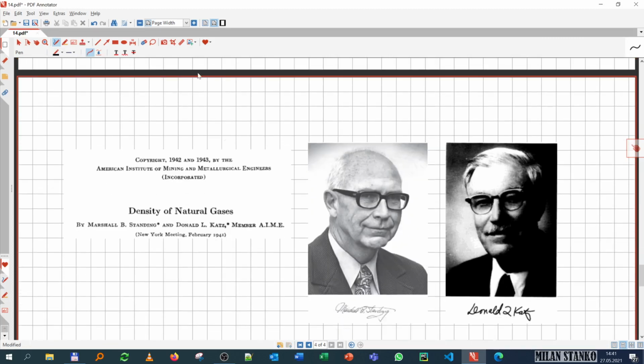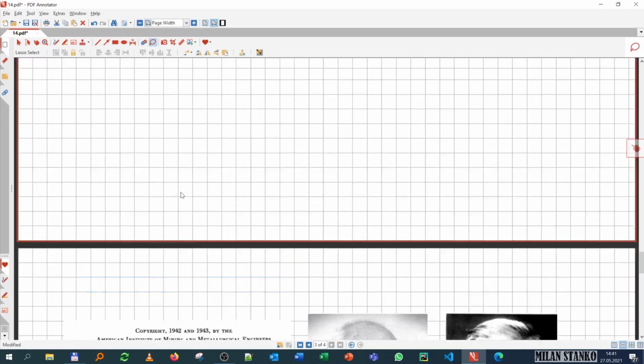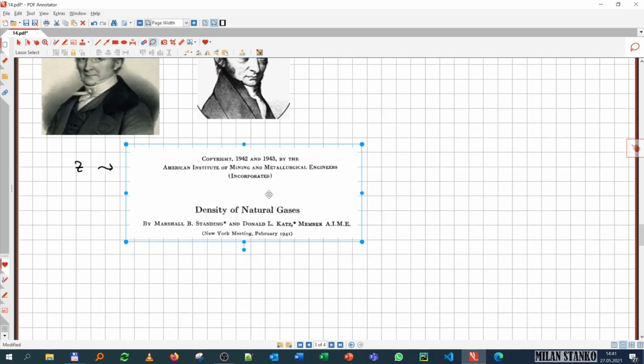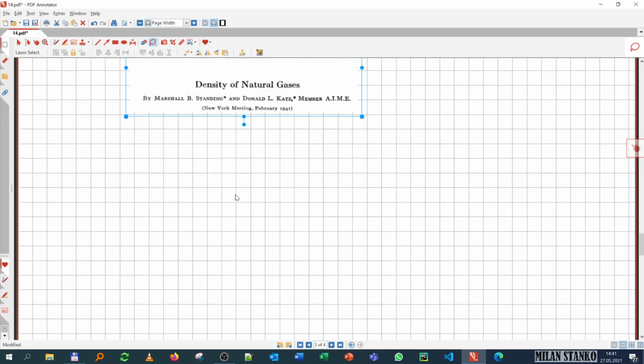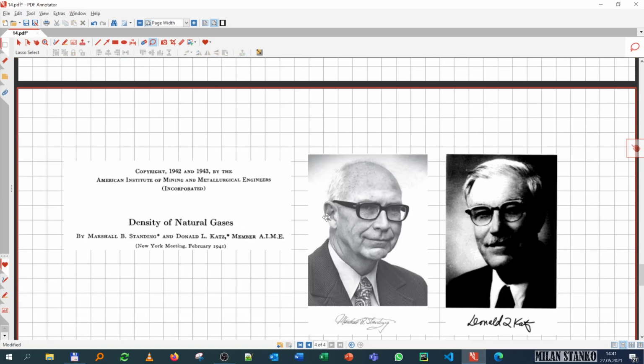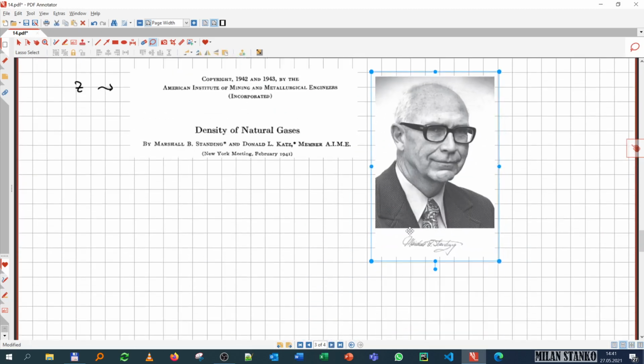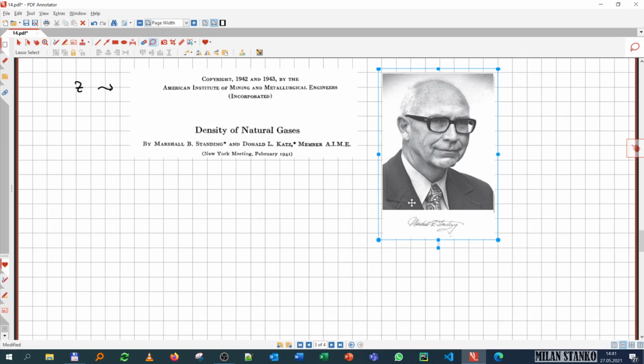Okay, and this was published initially, or the way we use it currently in the industry. This came originally from a paper from these two guys. Okay, this was 1941 for the New York meeting. Okay, density of natural gases. And here I put the names, the photos of these two guys, which I think you should also keep into account.